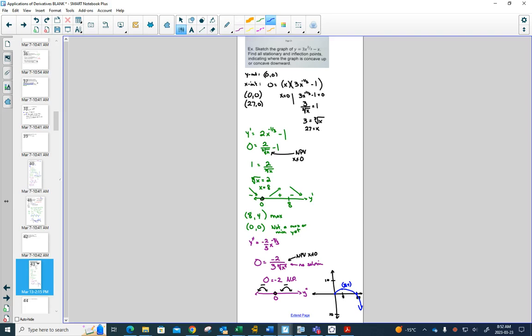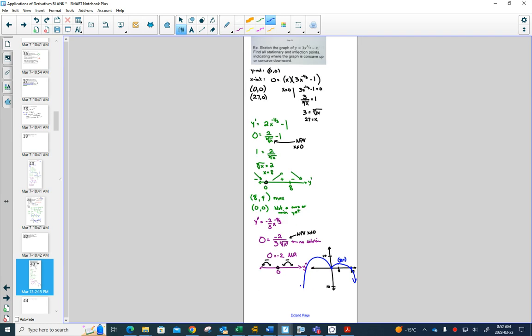Now, I need to be concave down on the left side of 0 as well. I can't draw this. This would not be allowed. And the reason this would not be allowed, it's concave down, it seems to be okay, but it would introduce another x-intercept. And I found all the x-intercepts. So this part, in order to be concave down, would have to go like this.